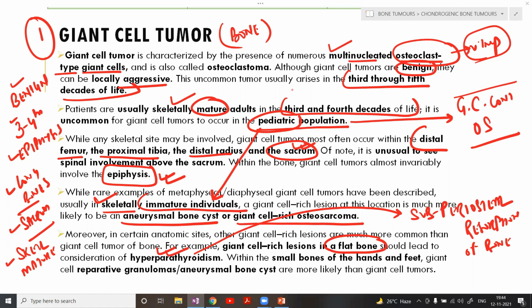Now one very important thing, again, the small bones of the hands and feet are not involved. Remember, within the small bones of the hands and feet, if you see a giant cell lesion, it is not a GCT, it is more likely to be a reparative granuloma or an aneurysmal bone cyst. So please remember these 6 points that I have stated. It is mostly benign, third and fourth decade, involving the epiphysis of long bones. If it involves the vertebra, it is the sacrum, not above the sacrum, and skeletally mature bones.